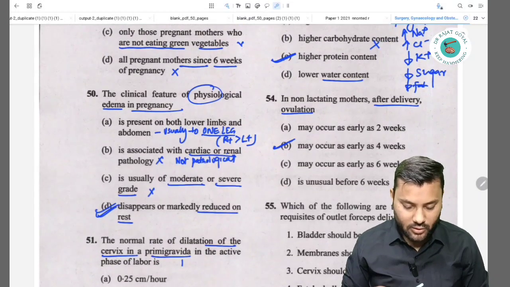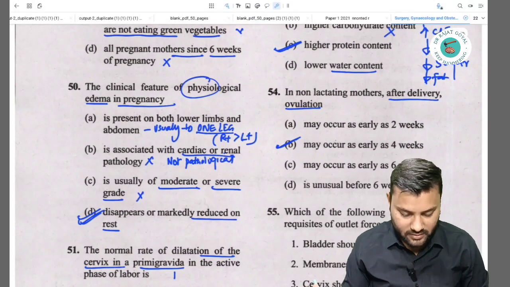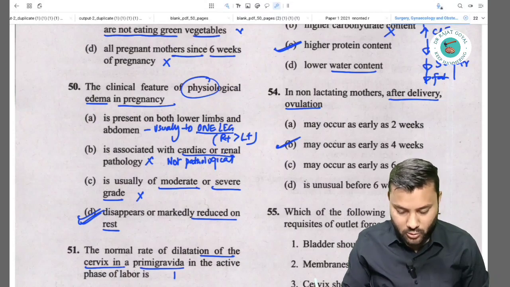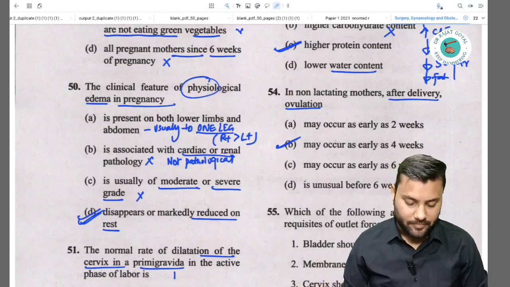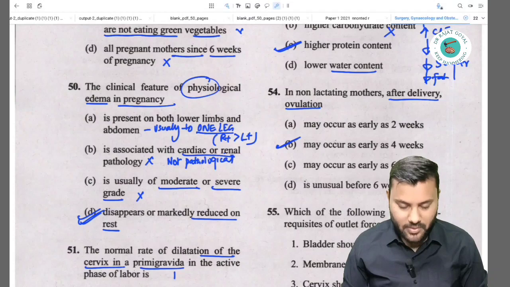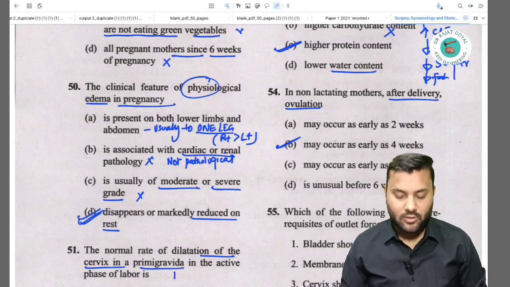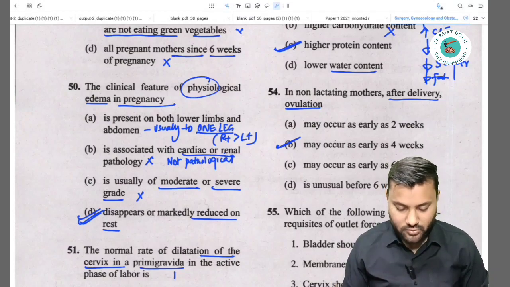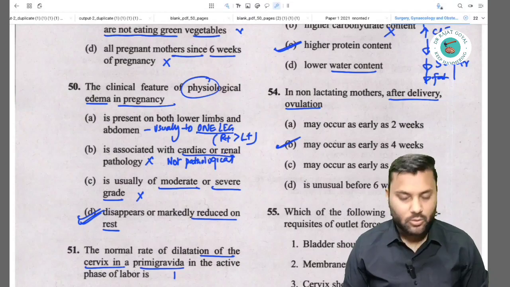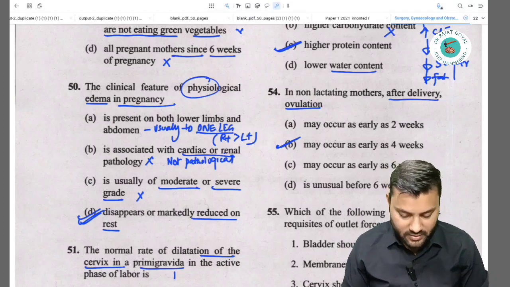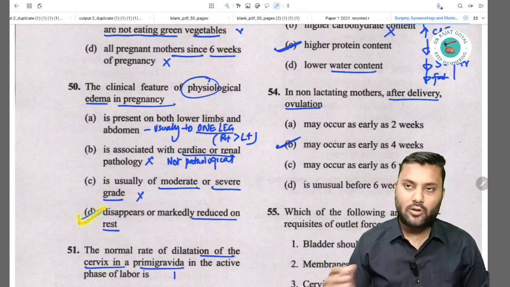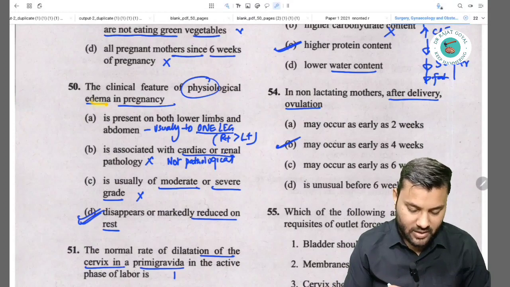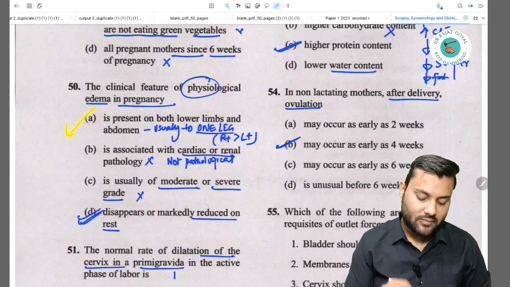The clinical features of physiological edema in pregnancy: is it present on both lower limbs and the abdomen? No, this is not true, because it generally occurs in one leg, generally the right leg. Is it associated with cardiac or renal pathology? No, this is physiological, not pathological. Is it usually of moderate or severe grade? No, generally it is of mild grade. Disappears or is markedly reduced on rest. Yes, this is true, because it is a physiological and mild type of edema, and generally it can be relieved after rest.